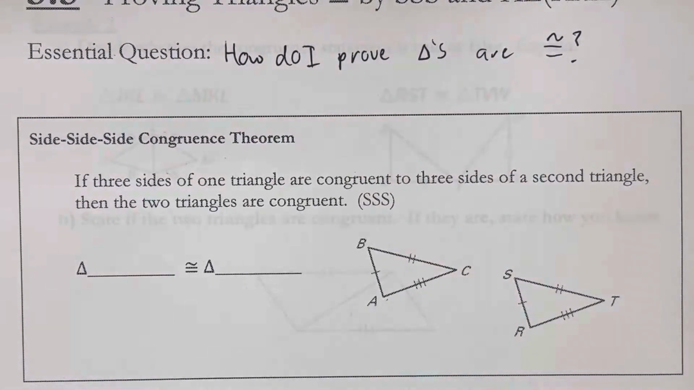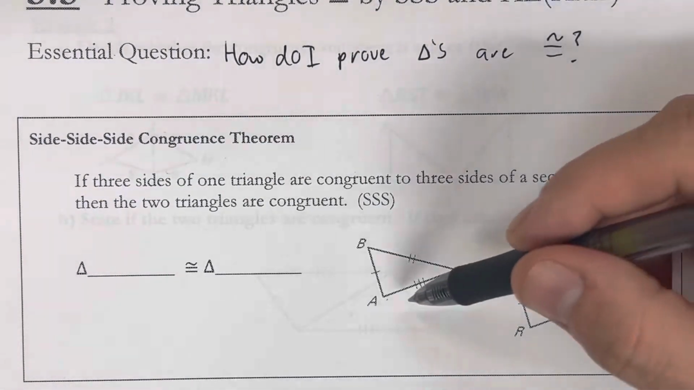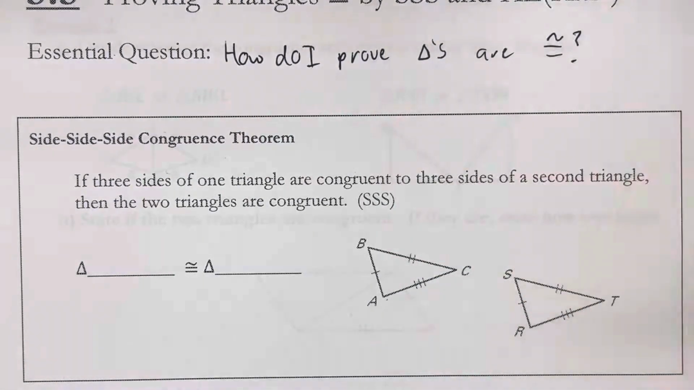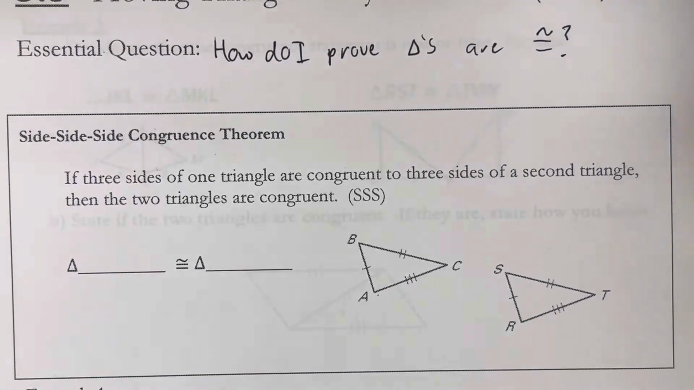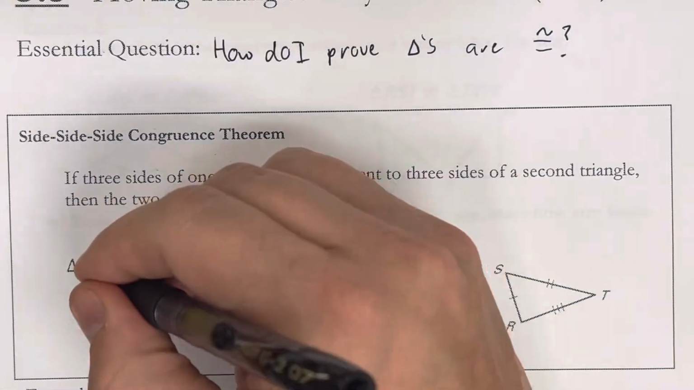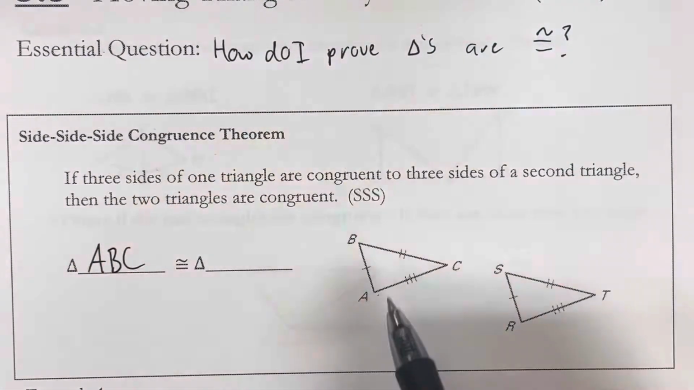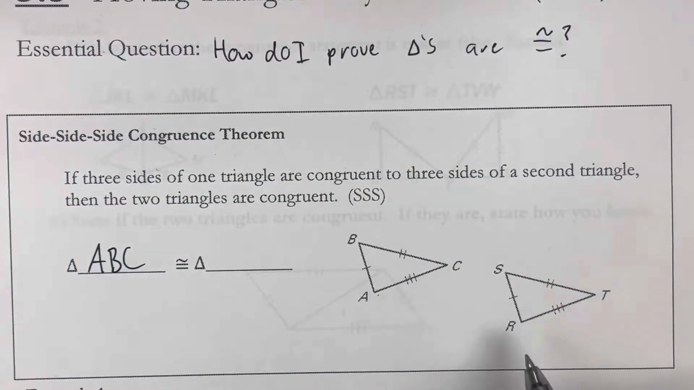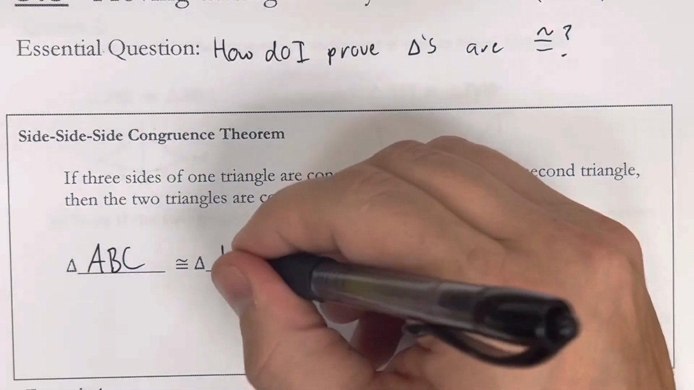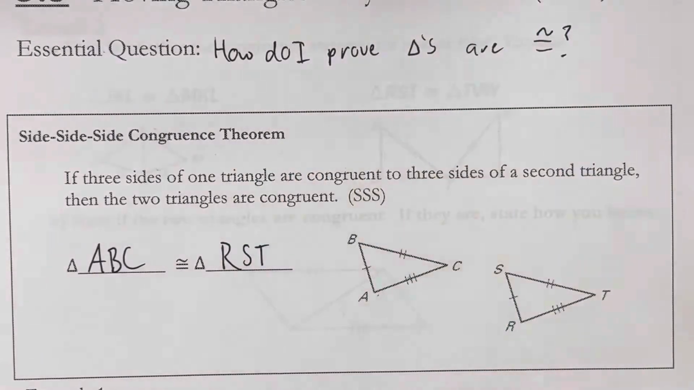You can choose to name it however you want. You could name it CAB or BCA. Just make sure you put the corresponding parts in the correct order. So I'm going to stick with ABC. So triangle ABC, that's one tick mark to two. I need to do the same here, so that would be RST. All corresponding parts, same order.